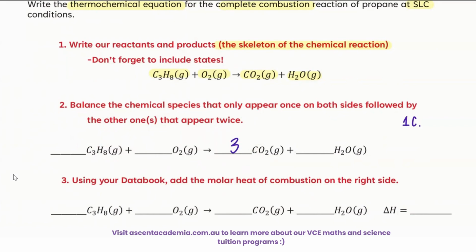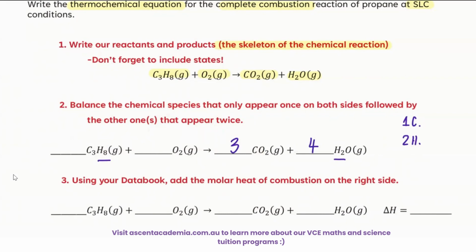The next thing we want to look for is the chemical element that only appears once as well. In this case, this is going to be your hydrogens. So I balance hydrogen second. We can see here we have 8 hydrogens on the left and 2 hydrogens on the right. So therefore I must put 4 on the right-hand side.